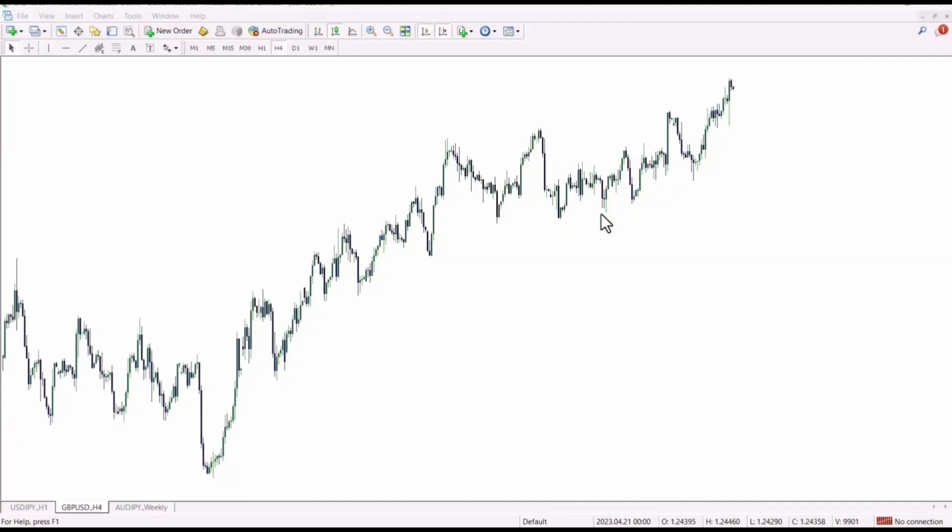So you can easily find your supply and demand levels with this indicator.